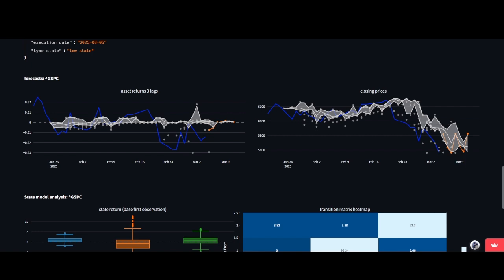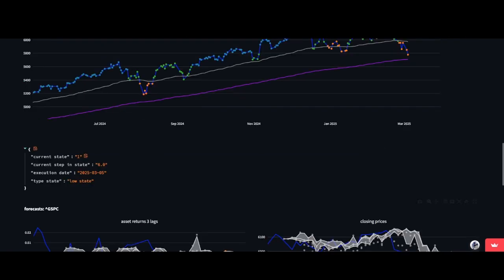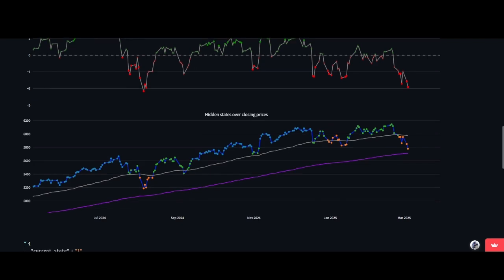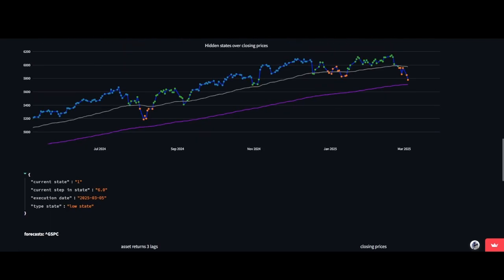If we see the closing prices, the market was underperforming my predictions. So not good news for stocks or portfolios following Standard and Poor's. There is a big sell-off, so it's better to wait. In which state are we right now? We are in the yellow state. It is state number one.